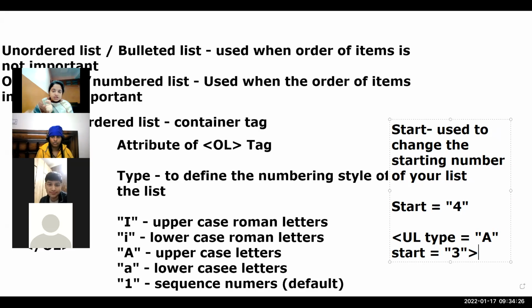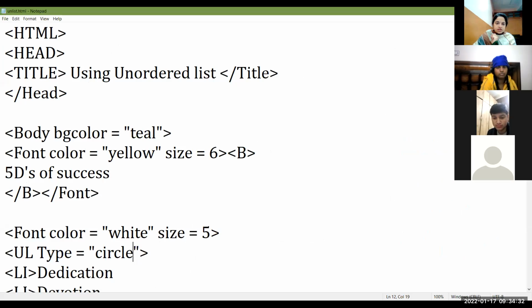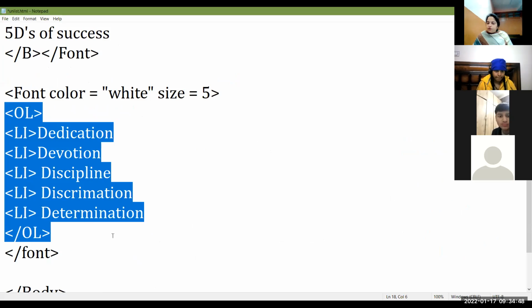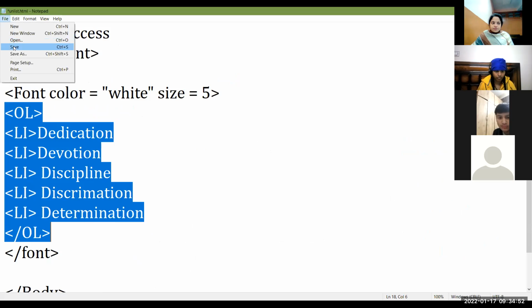Okay, let's see. मैं आपको नोटपैड में करके दिखा रही हूँ. Suppose we are having this. ठीक है, I'm changing it to OL. I'm not using any attribute, so it is default. Now see, this is OL with default settings. Now I save it.